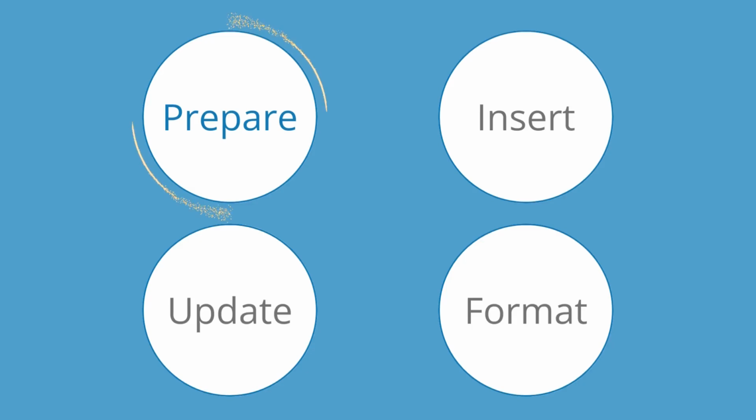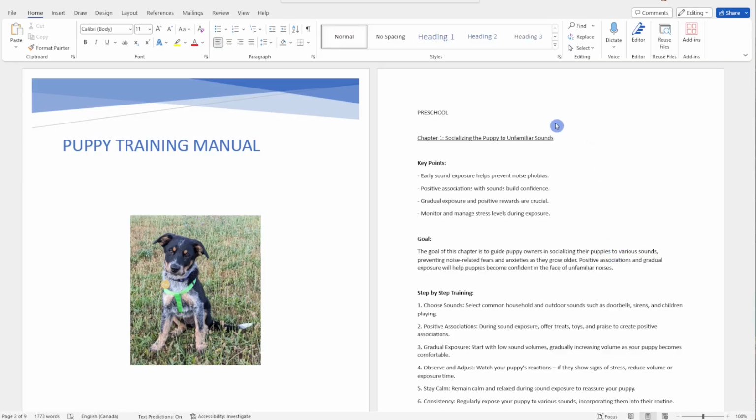Step one is preparing your document. So you can see here that I have this preschool section, and I've got chapter one underlined, and then I have these subsections that are bolded. And that is providing a little bit of a visual structure to this document, but it isn't going to help us when we create the table of contents.